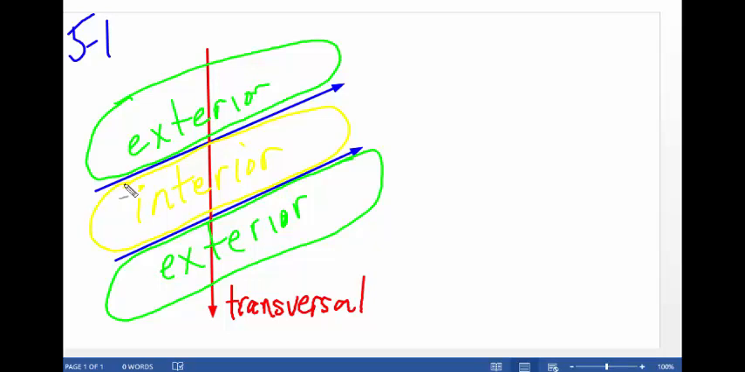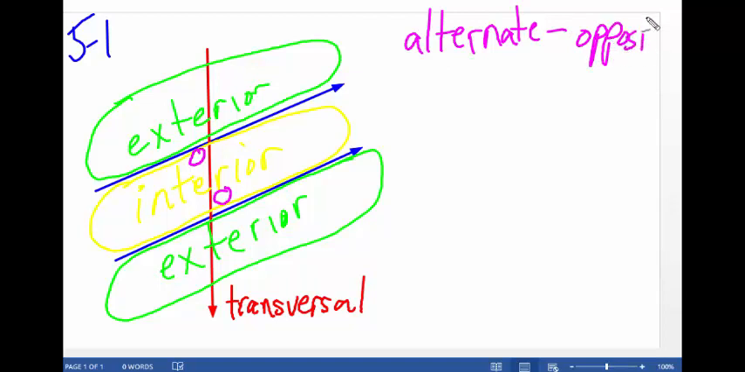And what I want to show you is that we have some specific angles in regard to that. So let's talk about these angles here, for example. This angle here and this angle here are related. When we talk about the word alternate, we mean that they're on opposite sides of the line, opposite sides of the transversal, I should say. So when we look at these two angles right here, they are alternate and they are interior.